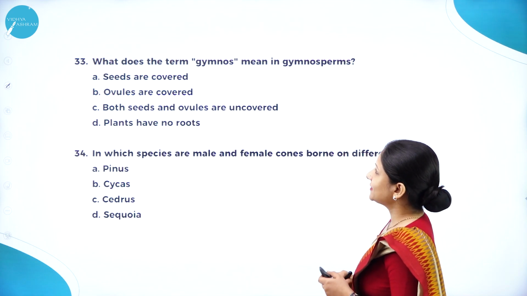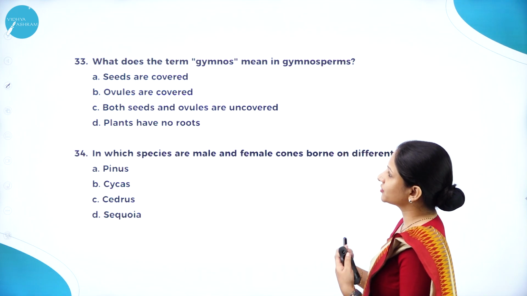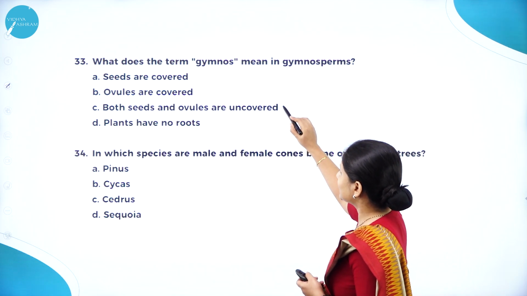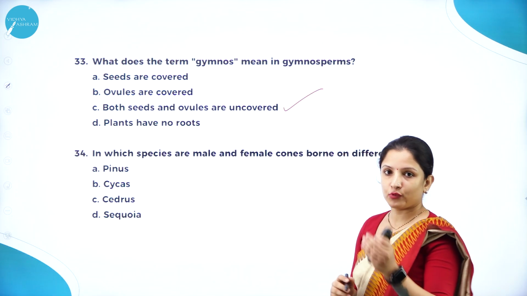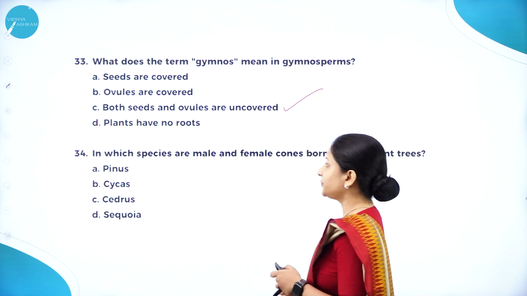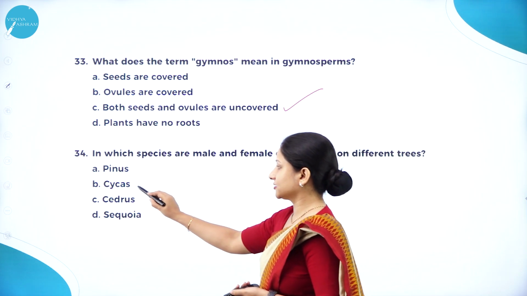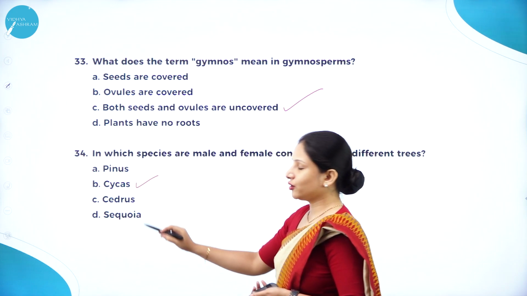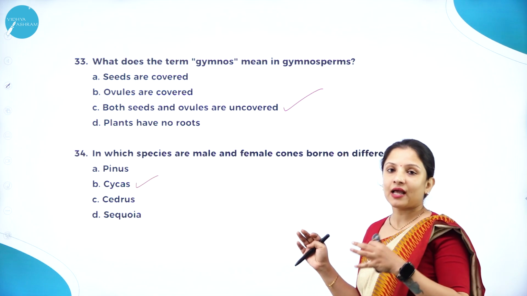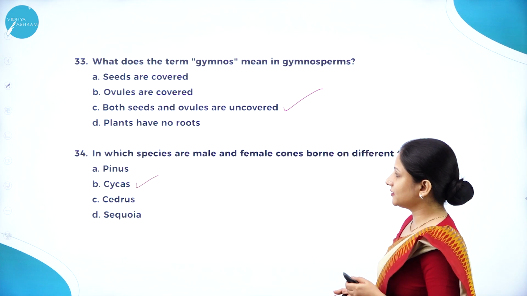Next question. What does the term gymno mean in gymnosperm? Seeds are covered, ovules are covered, both seeds and ovules are uncovered, plants have no roots. It is both seeds and ovules are uncovered, wherein gymno means naked, sperma means seed. Okay. Next question. In which species are male and female cones borne on different trees? It is Cycas. Of course, Pinus, Cedrus and Sequoia all come under gymnosperms, but especially in Cycas, they have a separate male plant and female plant. So option B is the right answer here.